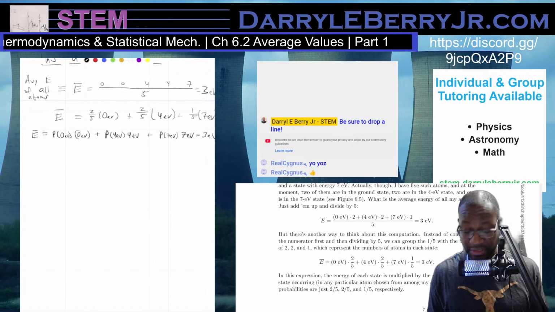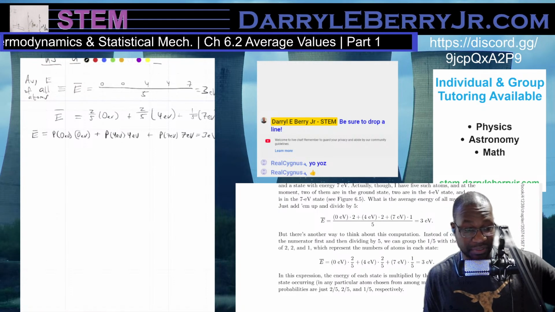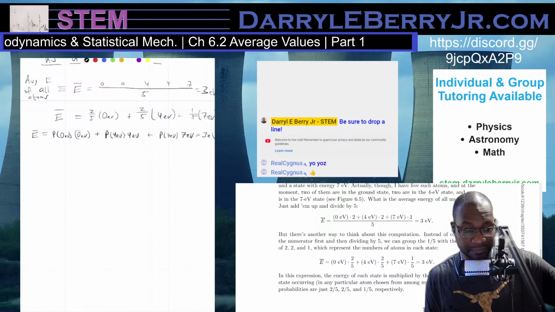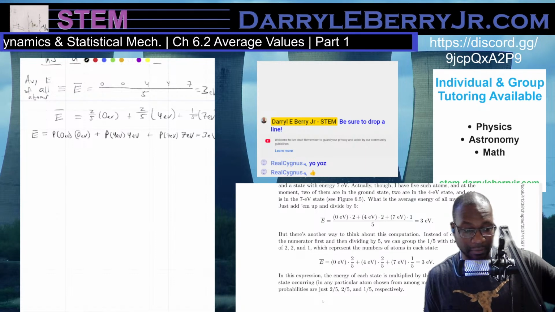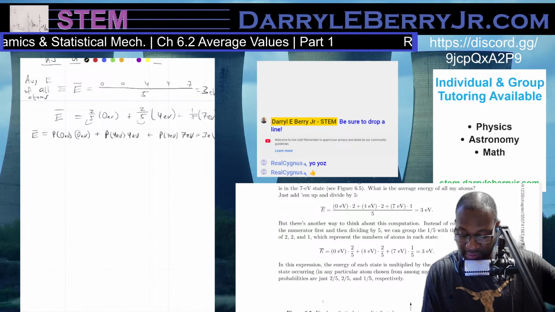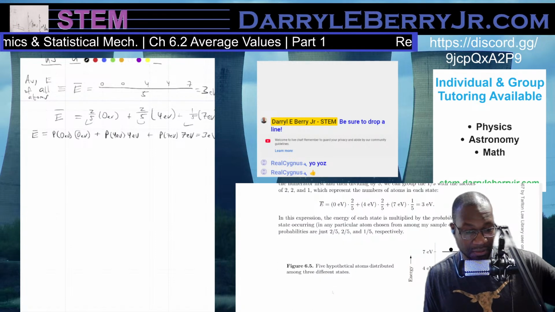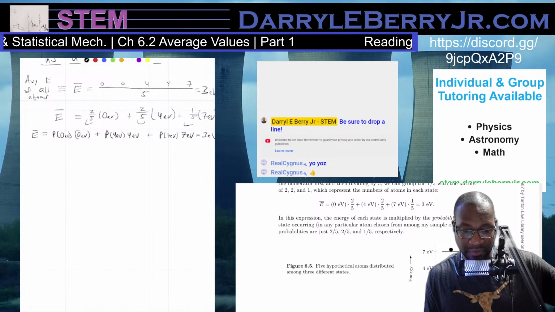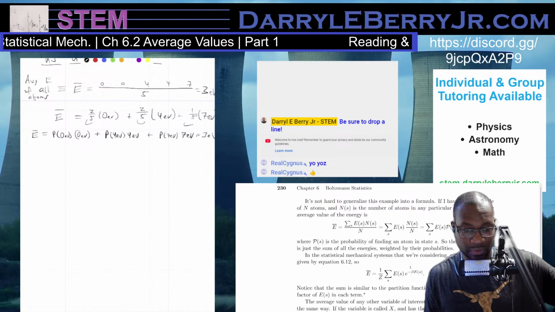All right, so that was equation 6.15. In this expression, the energy of each state is multiplied by the probability of that state occurring in any particular atom chosen from among my sample of 5. Those probabilities are just 2 over 5, 2 over 5, and 1 over 5, which is this right here. And I like how they write this: 5 hypothetical atoms distributed among 3 different states. So the energy is increasing as we go up, 2 on each rung, and then 1 on the last one.